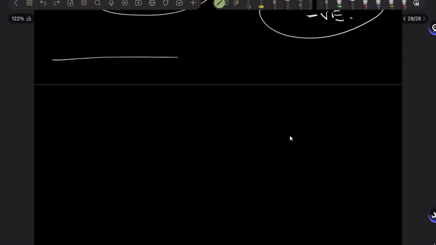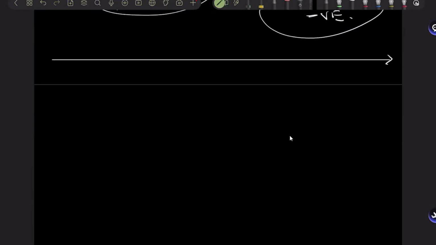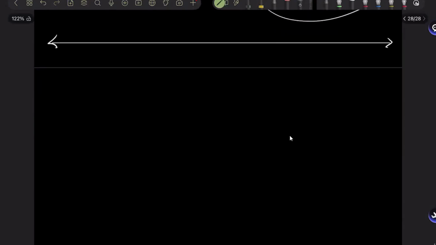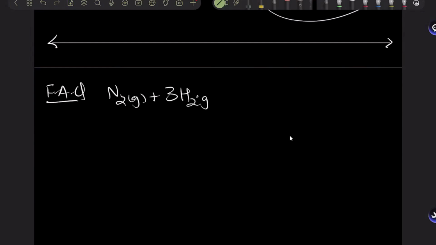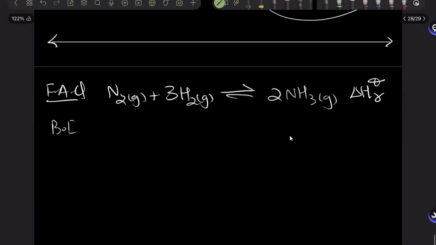Now, it's just one example. I will not give you any values, but you should be able to do this. So the question would be N2 gas plus 3 moles of H2 gas goes into 2NH3 gas. Now what we have to do is find delta H naught of reaction for this. Let's assume all the bond energies are given in the question.